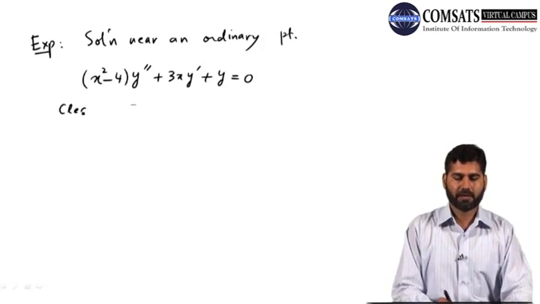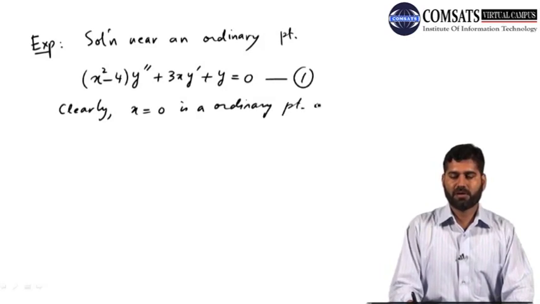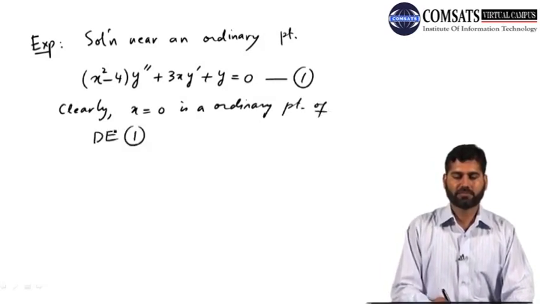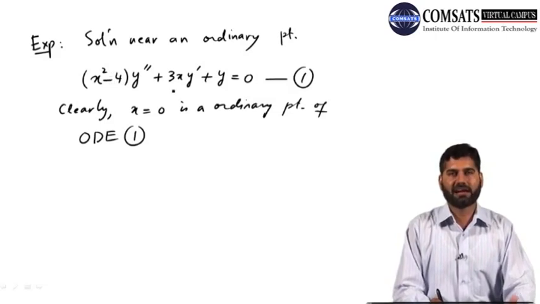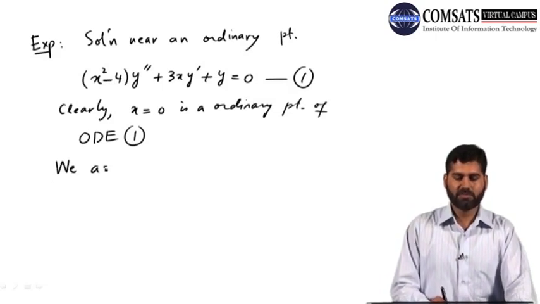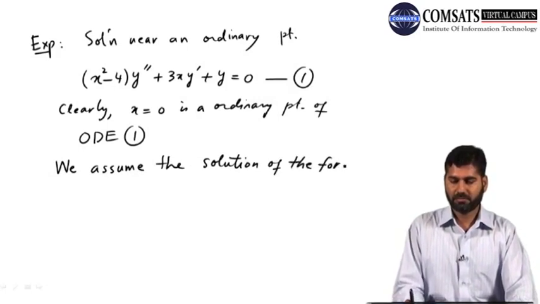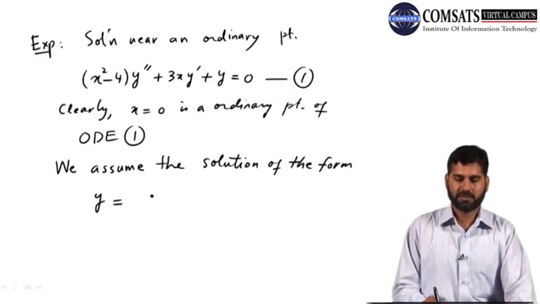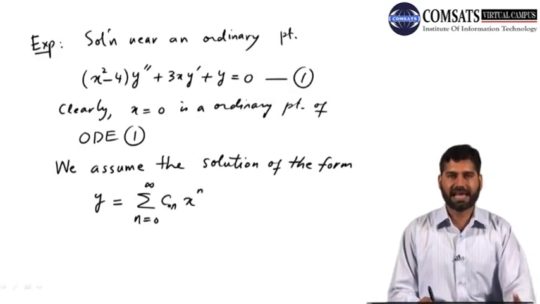Alright, clearly x equal to 0 is an ordinary point of this differential equation 1. Right? Because at x equal to 0, this is not 0, so you can divide here and they will be analytic functions, no problem at all. So we assume the solution of the form y equal to the series n goes from 0 to infinity Cn x^n, because we needed to find the series solution in x, in powers of x.